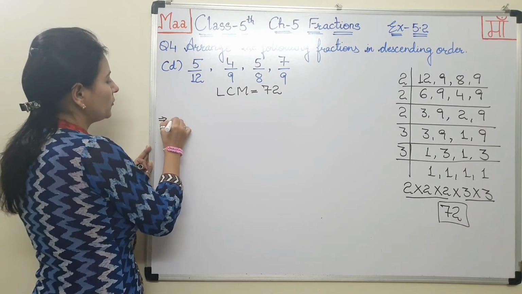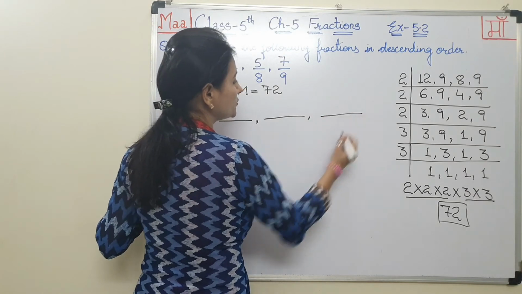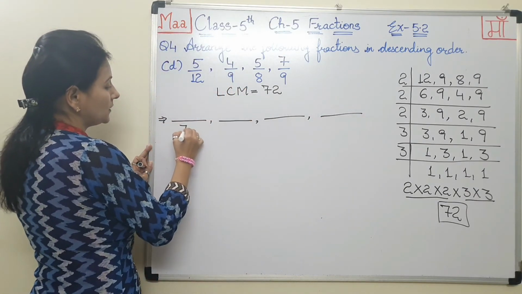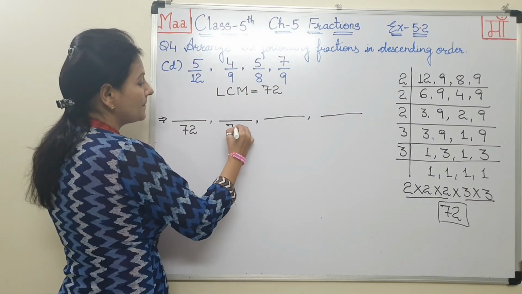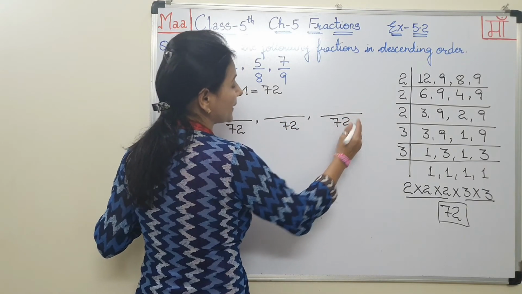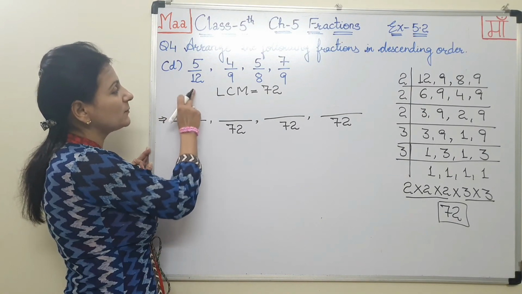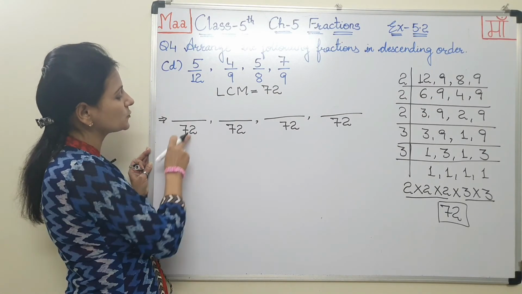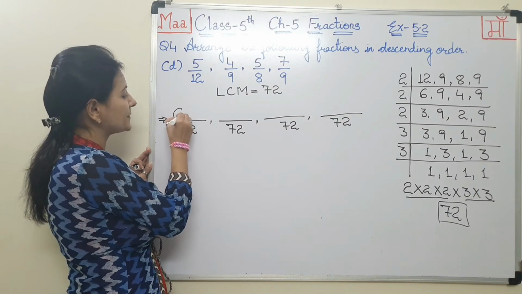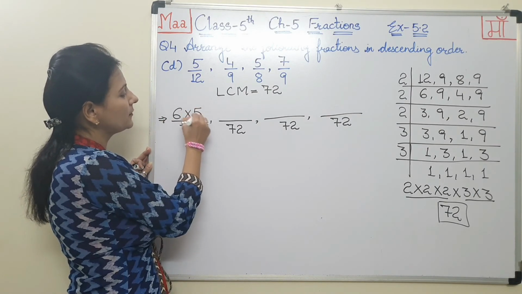Now we will draw 4 horizontal lines again. So I am drawing here the 4 horizontal lines and now I will arrange the LCM 72 in the denominators of the horizontal lines. So here I have arranged the LCM. Now I will check the tables of the denominators. In the table of 12, 72 comes 6 times. So here I have mentioned 6. It will be multiplied by the numerator 5.